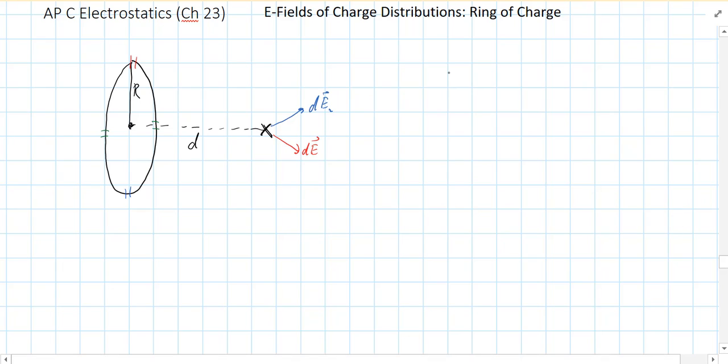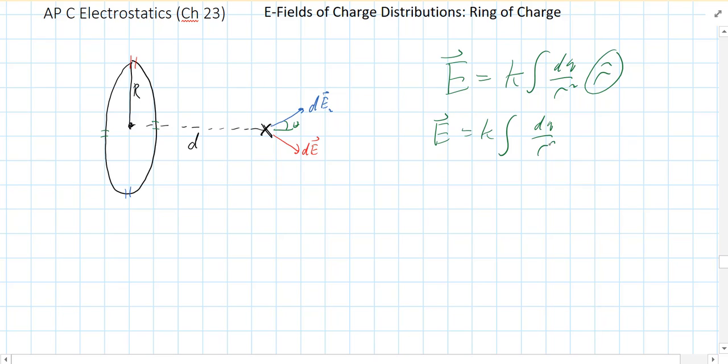So our base equation is E equals k integral dq over r squared in the r hat direction. Well, in this case, for r hat, all we want is the horizontal component of each of these little guys, which is going to be cosine of theta. So the electric field would be k, the integral of dq over r squared cosine of theta. Now, we've got three variables here. We've got a dq, we've got an r, and we've got a theta. But it turns out that two of those three things aren't really variables.